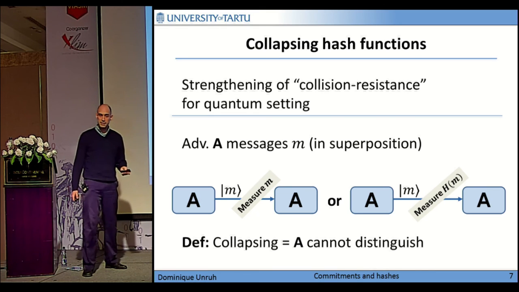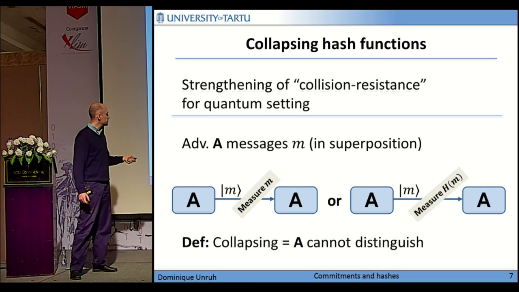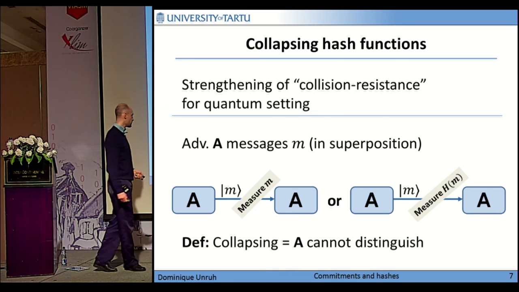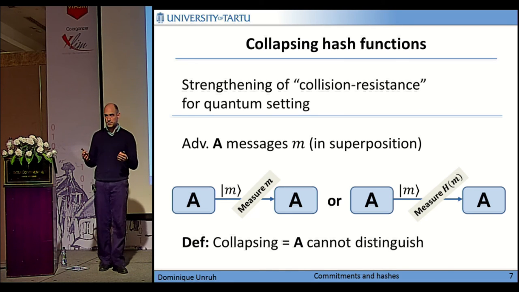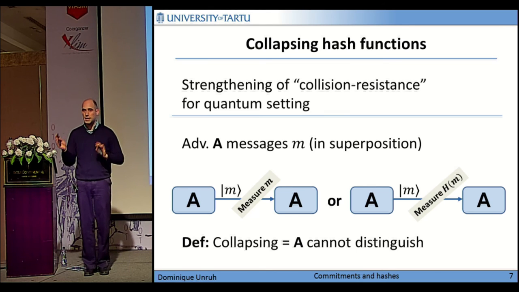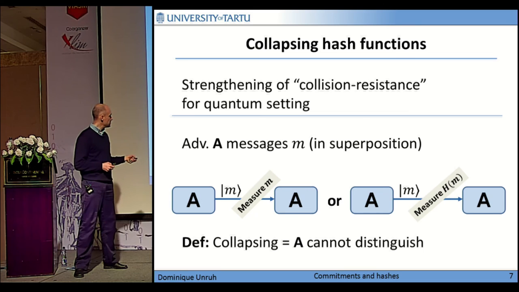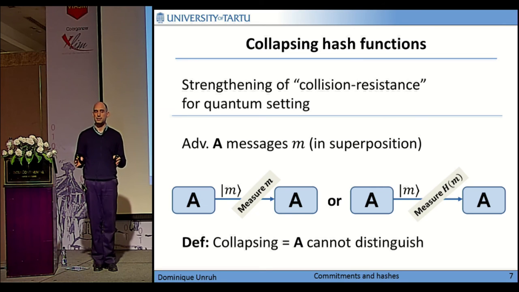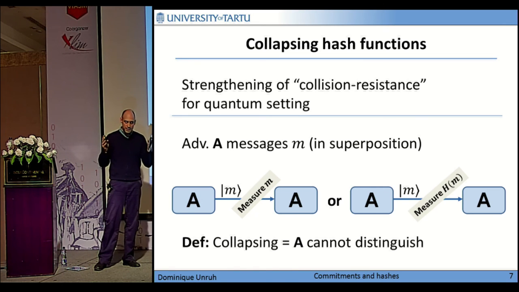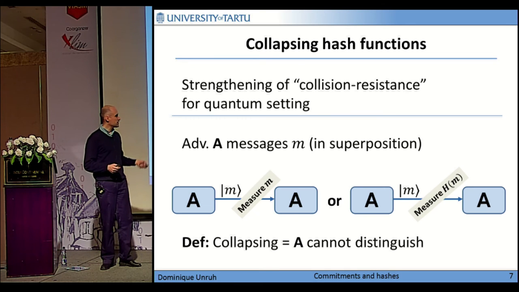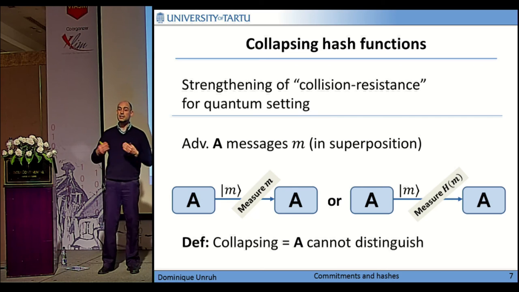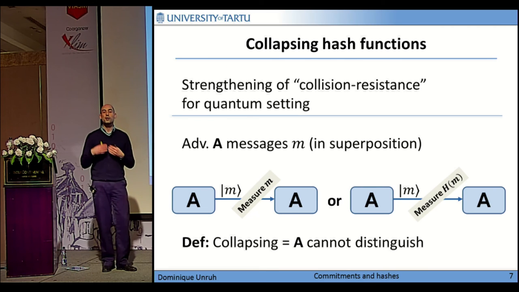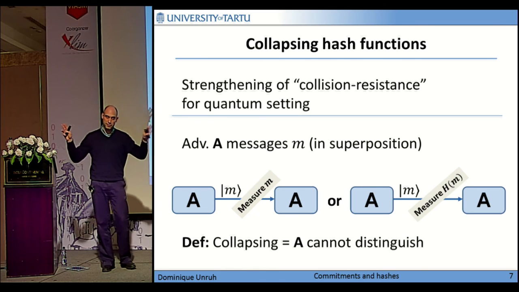And now the definition of collapsing is in principle very simple. It says that an adversary cannot tell whether he runs in this setting or in this setting. What does this intuitively mean? If we ignore issues like computational limitations and just think information theoretically, it means that measuring M and measuring the hash of M do the same thing to the state. That means that the information content of measuring M and of measuring the hash of M is the same. In other words, measuring the hash tells you the same as measuring the message, which basically means there is no collision. This was some information theoretical argument.